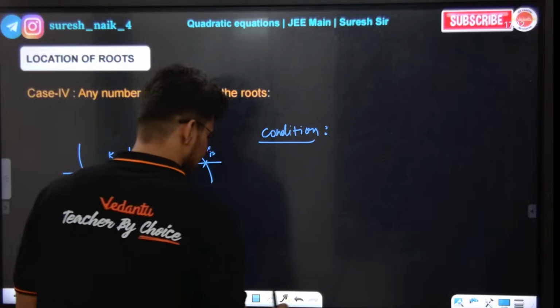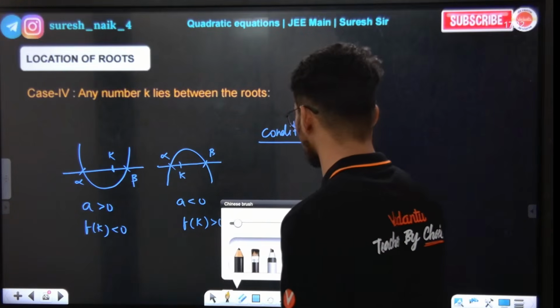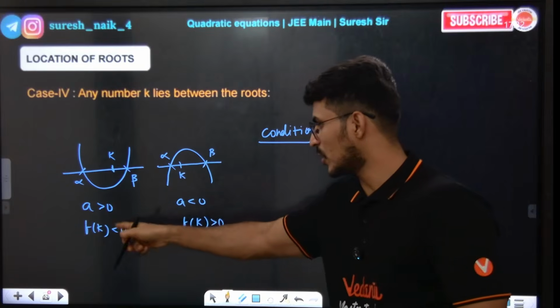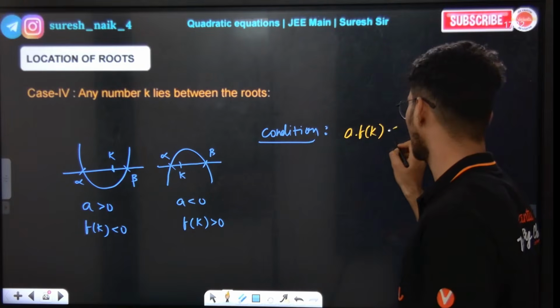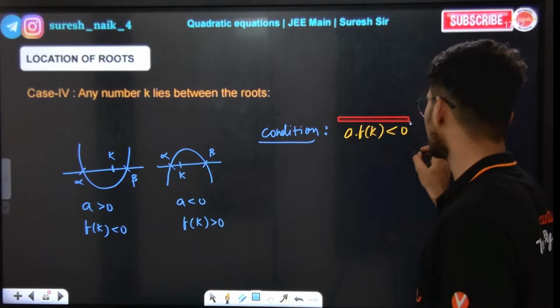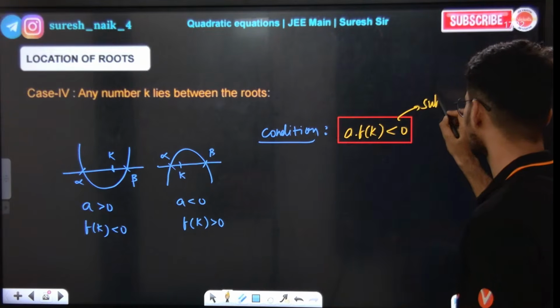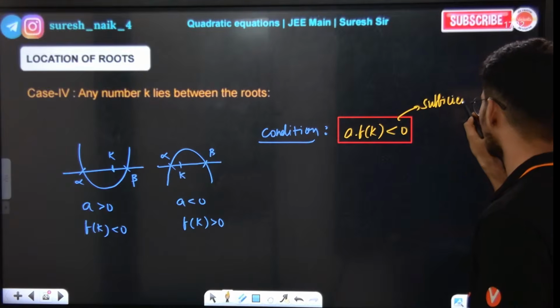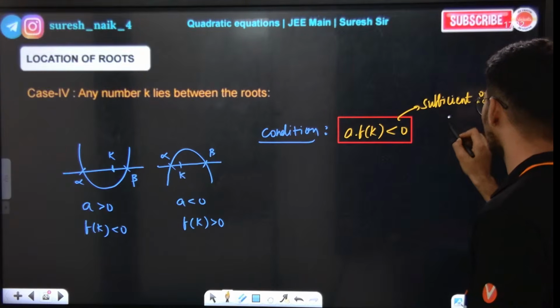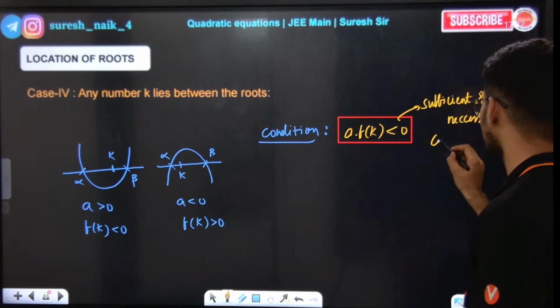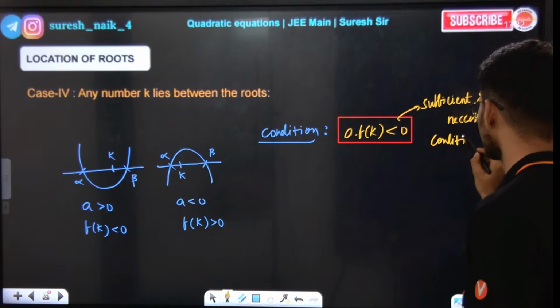Okay. Now the condition: necessary and sufficient condition. The condition is a into f of k. A is a positive quantity and f of k is a negative quantity, so overall it is a negative quantity. So this is the sufficient and necessary condition. We don't need any other conditions beyond this.